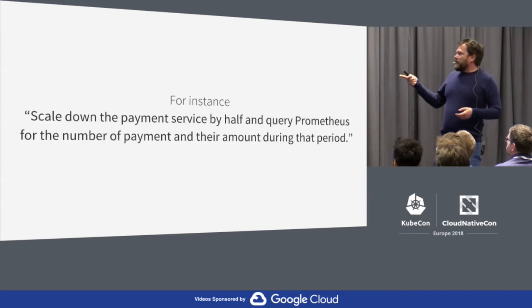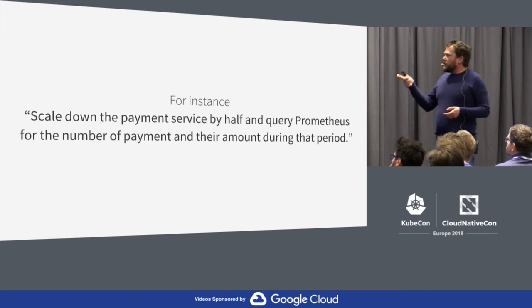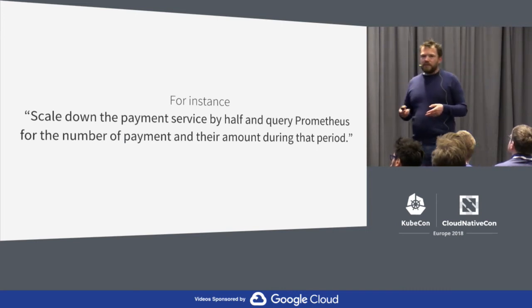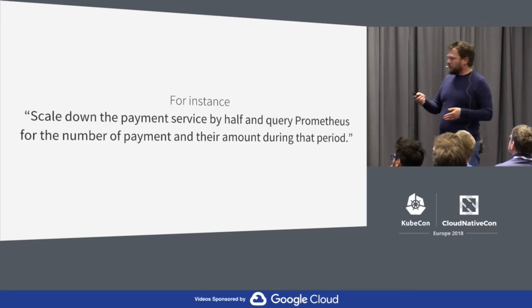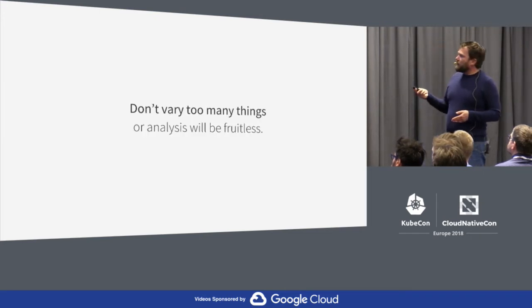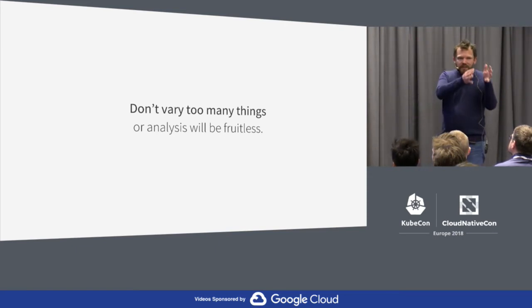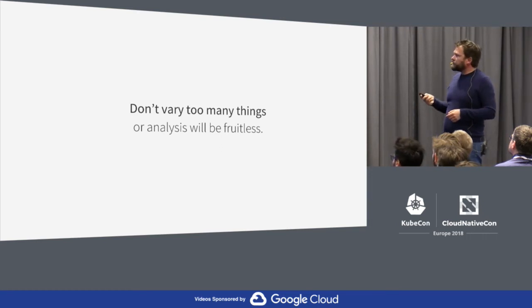Scale down the payment service by half and query Prometheus for the number of payments during that period. That would be an experimental method to actually see if that proves or not the system is sane. But don't vary too many things because you won't be able to make sense of any of it. So have discrete experiments as best as you can.